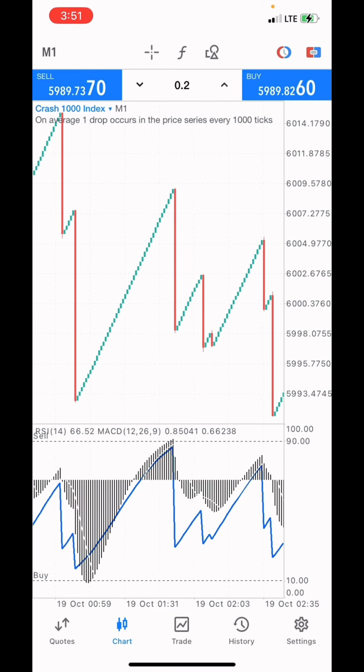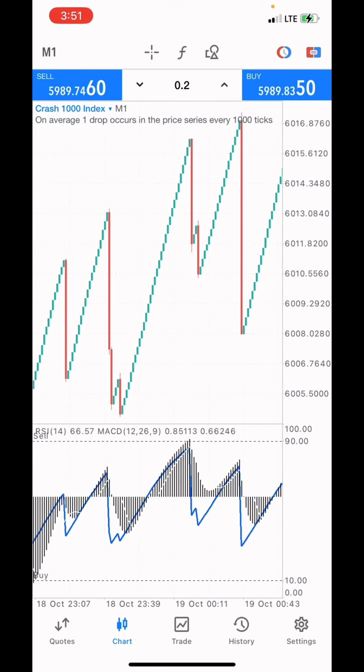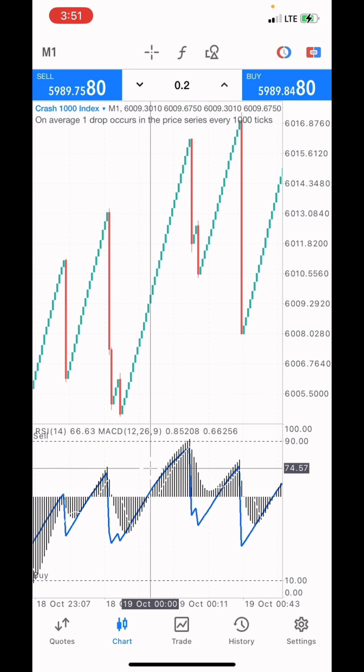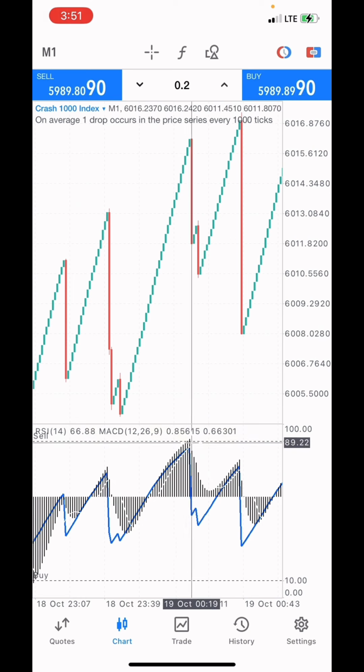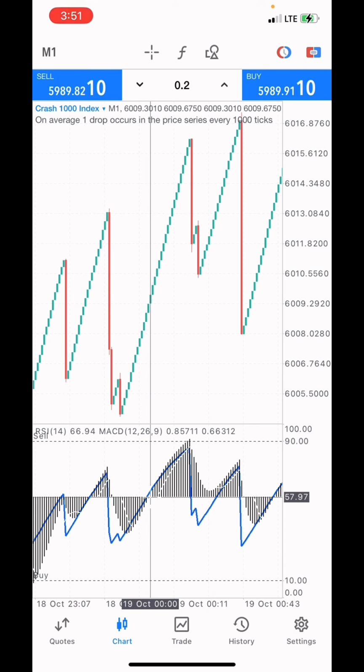Just as you can see, guys, for a quick illustration, at this point immediately it touches this level 90, there was a spike. After 1 candlestick there was a spike, right? And on the first MACD there's no spike. The spike doesn't occur.